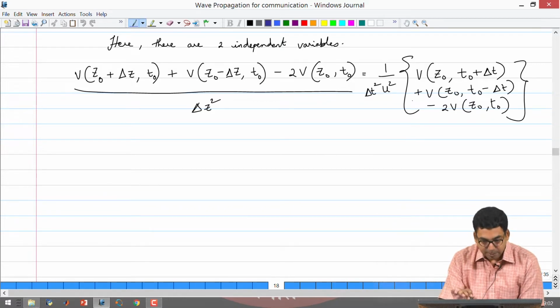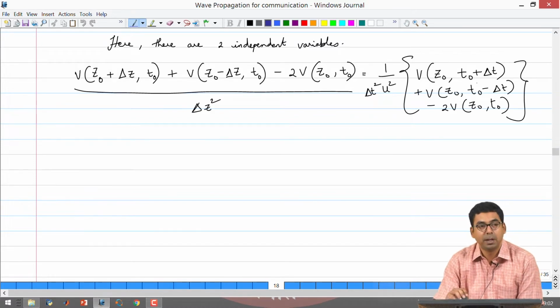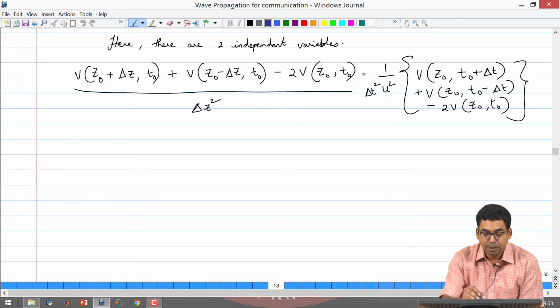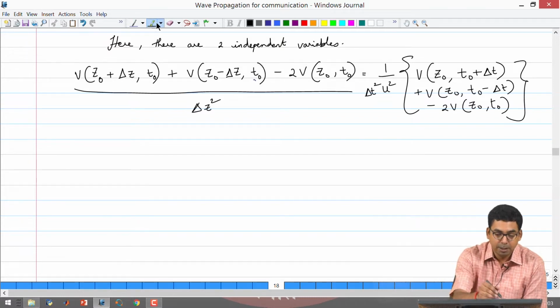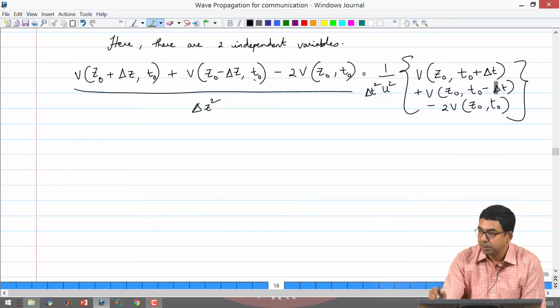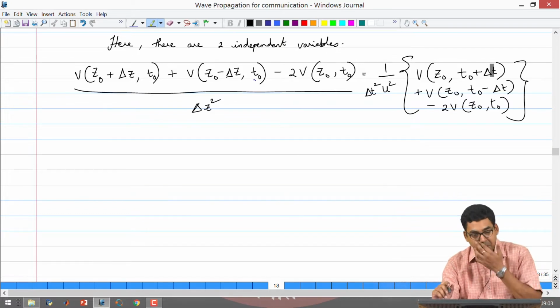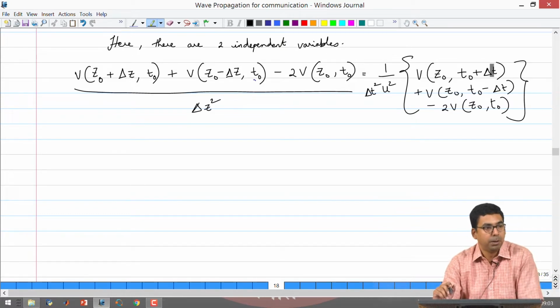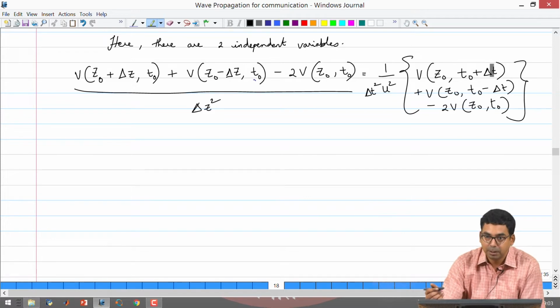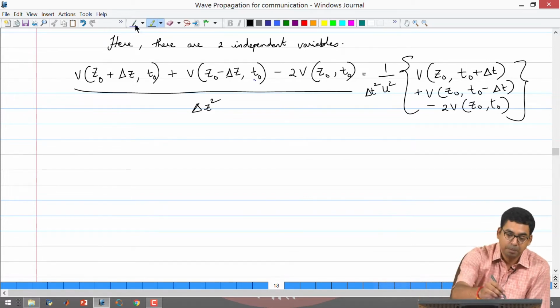What I was mentioning yesterday was that in these kinds of equations, it's a good guess to begin with the unknown quantity, which is in the future, that is T naught plus delta T, the quantity that you want to determine. All the other quantities are known. T naught denotes the current instant of time, and T naught minus delta T includes the past. So given current and past values, you would want to determine what the voltage values are. This is the way to formulate this problem.